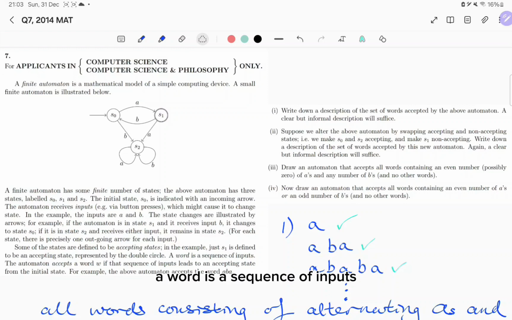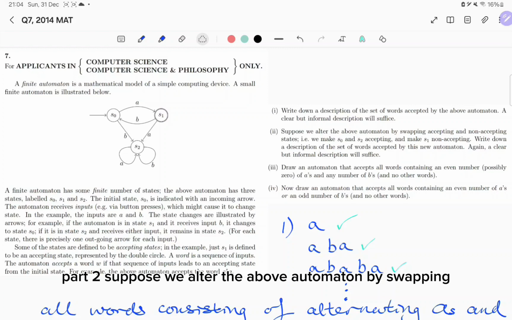A word is a sequence of inputs. The automaton accepts the word W if that sequence of inputs leads to an accepting state from the initial state. For example, the above automaton accepts the word ABA. Part 1. Write down a description of the set of words accepted by the above automaton. A clear but informal description will suffice.